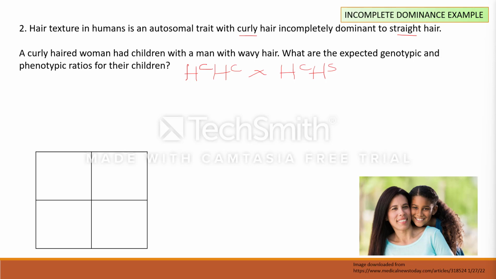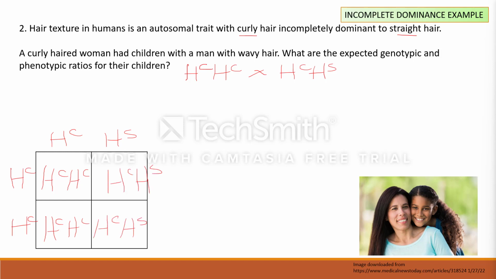For the woman, all of her eggs will have an HC. That's the only possibility she has to pass on. But for the male, half the sperm will carry an HC and half will carry an HS. For the offspring, they could get an HC from both parents, or they could get an HC from mom and an HS from dad. So now we again want to write out the expected genotypic and phenotypic ratios.